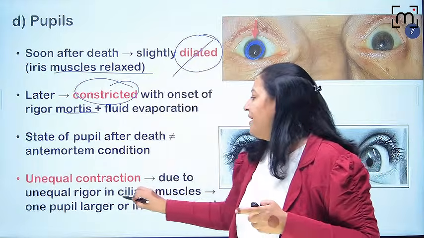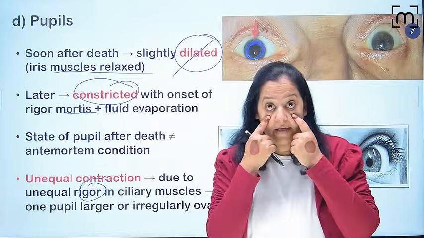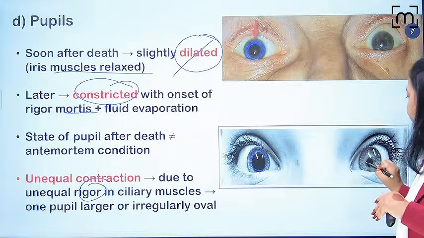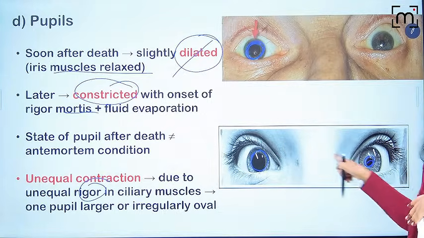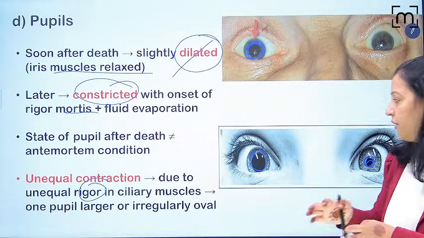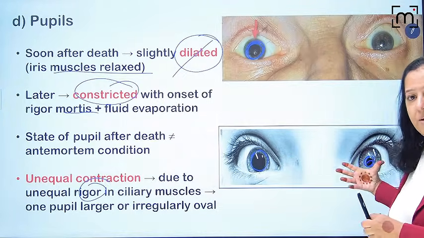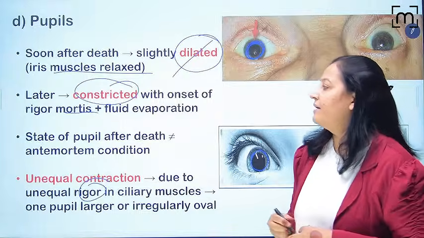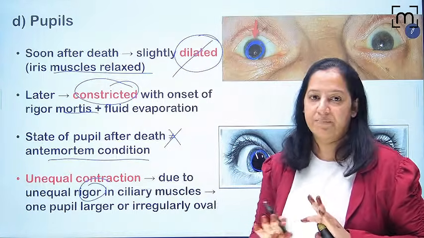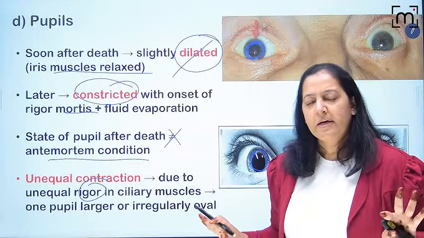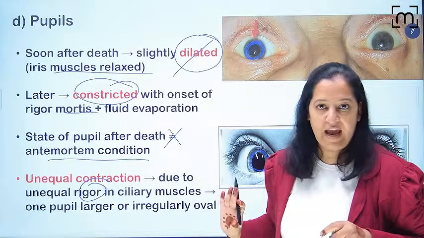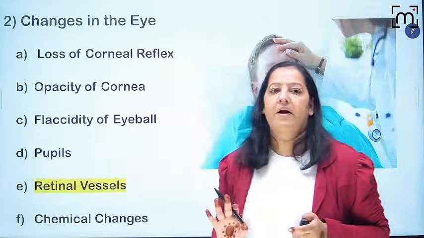But rigor mortis can be uneven. It is not necessary that it is even in the two eyes, right and left. So sometimes in one eye you can get dilatation and in the other eye constriction. So you can appreciate uneven, unequal contraction. One of the eyes is dilated, one of them is constricted. So anyway, the state of the pupil is not a good indicator of the antemortem condition. It is not indicating any antemortem condition. So that is regarding the pupil.